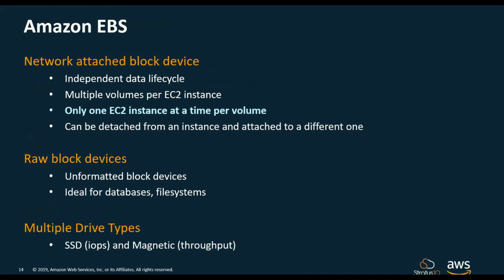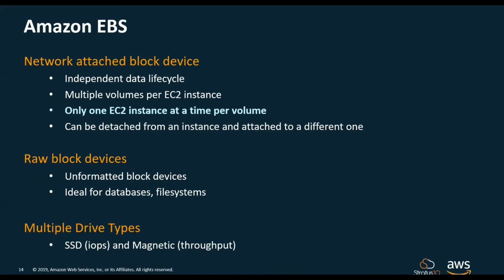Okay, so as I mentioned, it is network-attached block devices that have an independent life cycle. You can have multiple volumes attached to an EC2 instance, but you can only have one instance attached to one volume at a time. In other words, you can have multiple EBS volumes as drives. You would see them as drives on your EC2 instance, right? But one EBS volume cannot be attached to multiple EC2 instances. You can attach it to different ones.